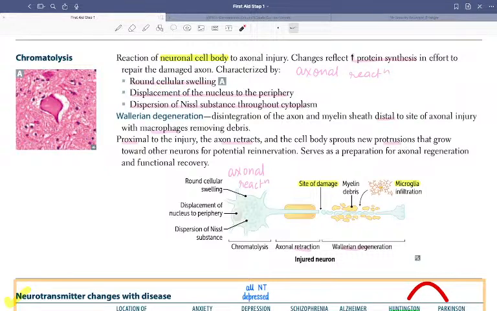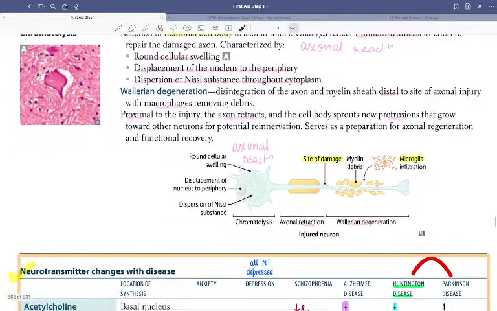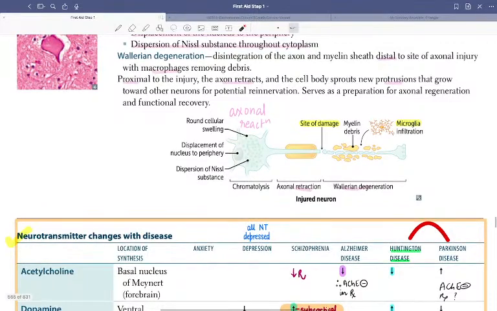In reversible cell injury, you do have cell swelling, displacement of the nucleus to the periphery, and a change in the NC ratio. Try to recollect that part from general pathology, where you have the two charts of reversible and irreversible cell injury. So this is something like that: round cell swelling, displacement of the nucleus to the periphery, and dispersion of Nissl substance throughout the cytoplasm. What is Wallerian degeneration? It is disintegration of the axon and myelin sheath distal to the site of axonal injury, and it is removed by macrophages. Distal to the site of damage, you basically have Wallerian degeneration.